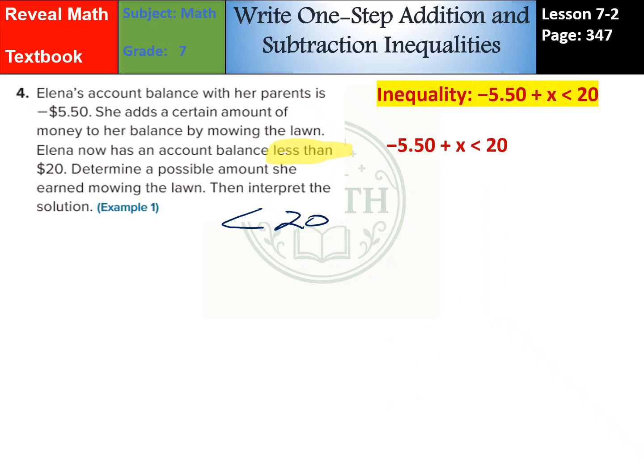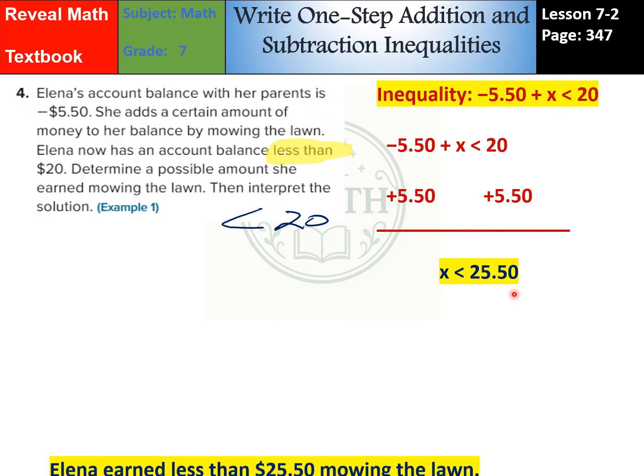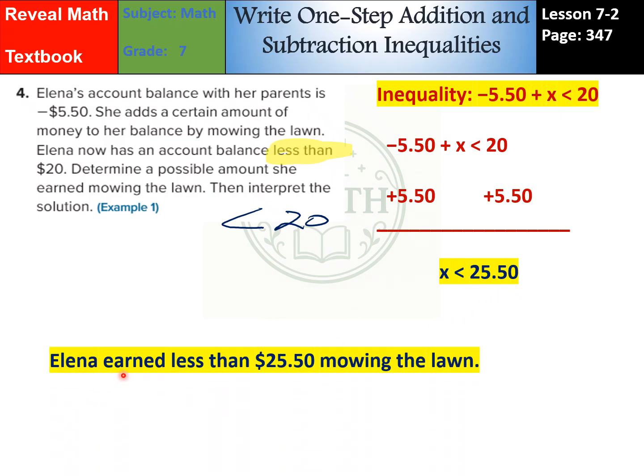How will we solve it? We will add 5.50 to both sides. 20 plus 5.50 gives us 25.50. So X is less than 25.50. Elena earned less than $25.50 mowing the lawn.